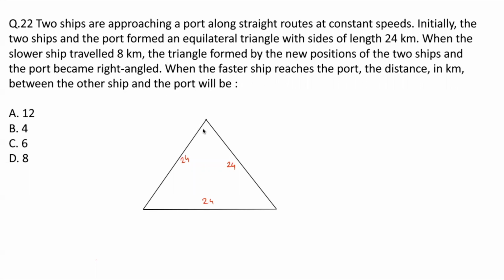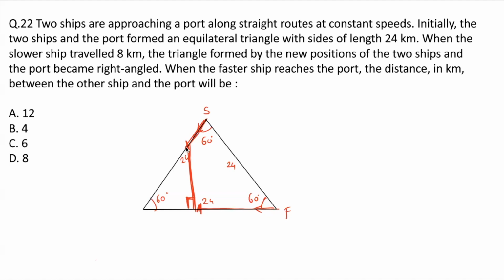So let's see. Suppose this is the slower ship, starting from here, and this is the faster ship starting from here. Initially, we have an equilateral triangle. That means all the angles at the vertices will be 60 degrees. Now suppose the slower ship has traveled 8 kilometers, and suppose the faster ship is somewhere over here. Then the triangle formed by the new positions of the two ships and the port is a right angle triangle. So this triangle they're talking about is a right angle triangle.